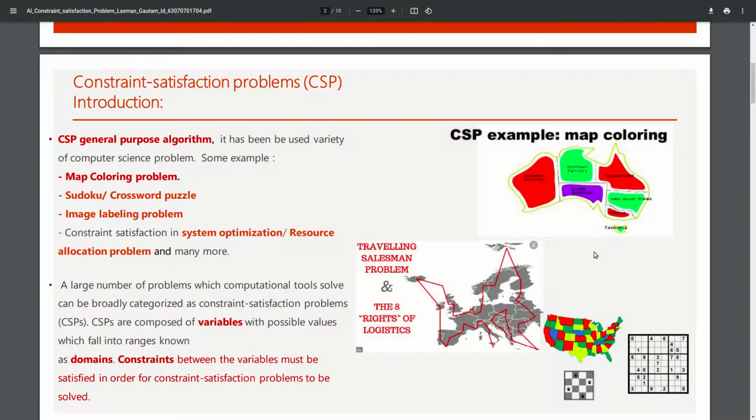Sudoku, crossword puzzles, image labeling problems, and more complex real world problems could be constraint satisfaction problems in system optimization and resource allocation problems. One common example is the traveling salesman problem, to optimize the operating logistic infrastructure for the best utilization of resources. With the example which I have put here, the screenshot on the right side, if we wanted to make the logistic arrangement across Europe, that could be how we manage those available resources to maximize the throughput and minimize the cost of operations.